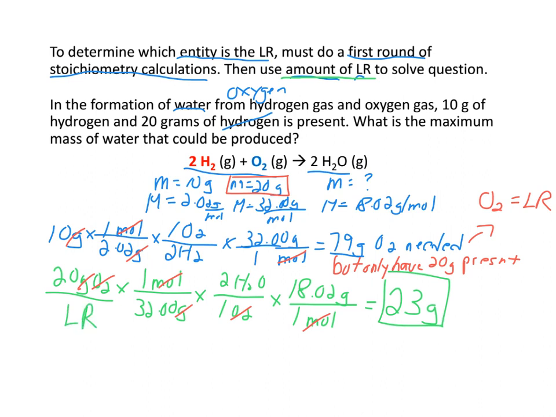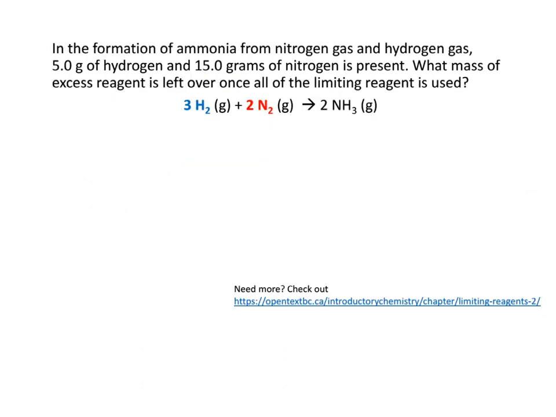So the key here was that we did a first round of stoichiometry in blue here to determine which reagent is our limiting reagent, and then used that limiting reagent to calculate the maximum amount of product that can be formed. We can also look at these questions from a slightly different perspective.